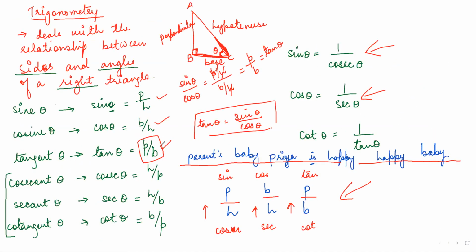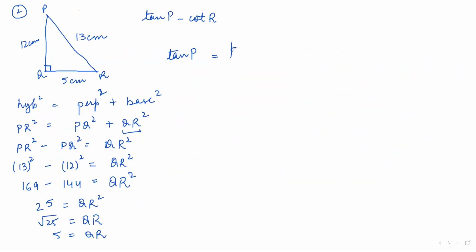Ma'am, P by D? Yeah, perpendicular by base, right? Yes, ma'am. So this is perpendicular divided by base. Now my angle is P, right? Now tell me which side is perpendicular. This is my angle P. QR. Very good. And base? Base will be PQ. Very good.